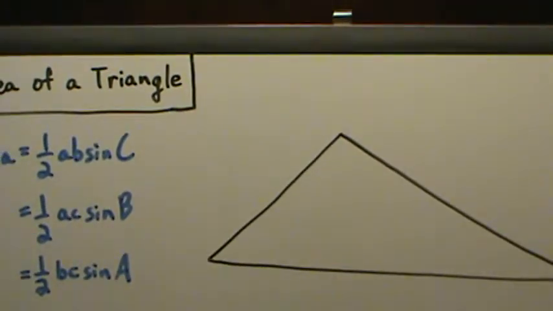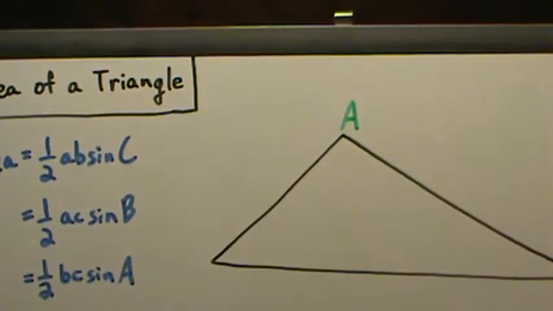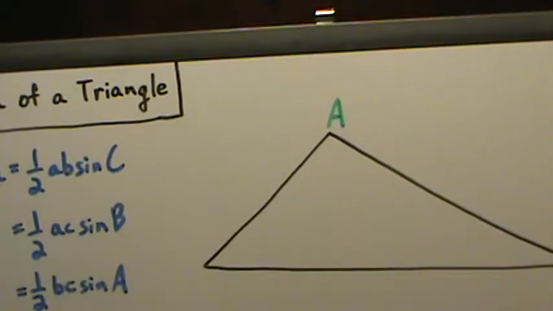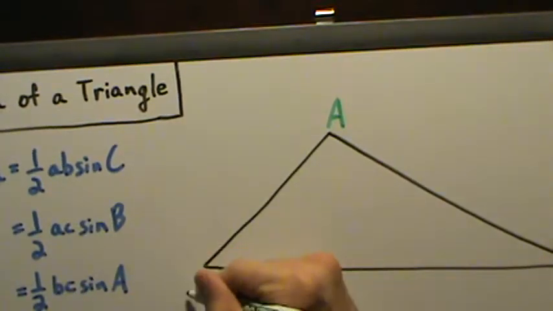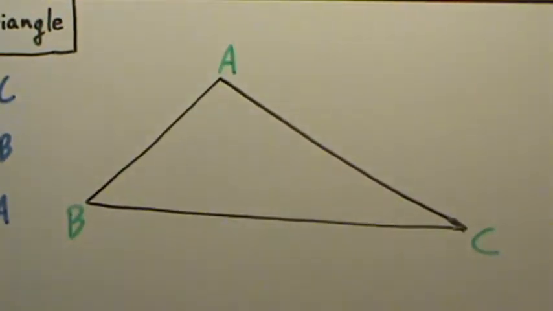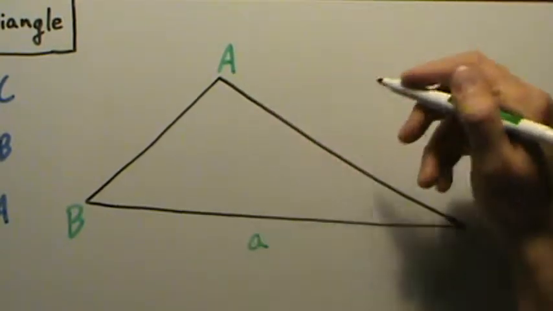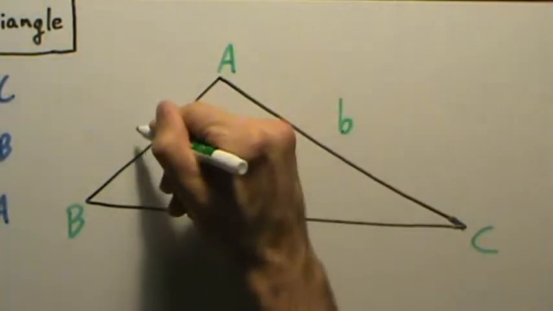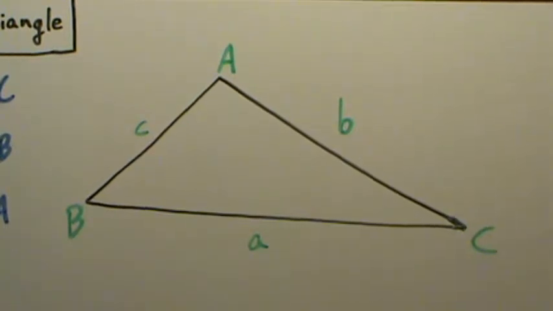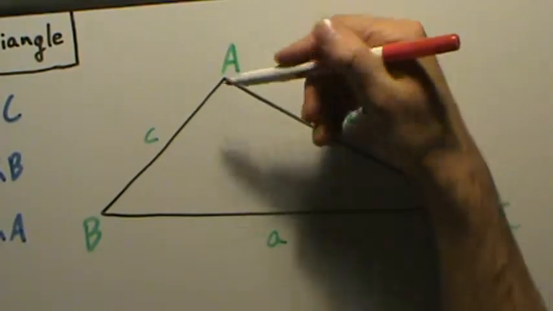So let's go ahead and label these. This is angle A. This is angle B. This is angle C. And this is going to be side little a because it's across from capital A. This is side little b across from capital B. This is side little c across from capital C. All right, now what we're going to do, just like we've been doing, is drop a perpendicular. Try not to mess this up.